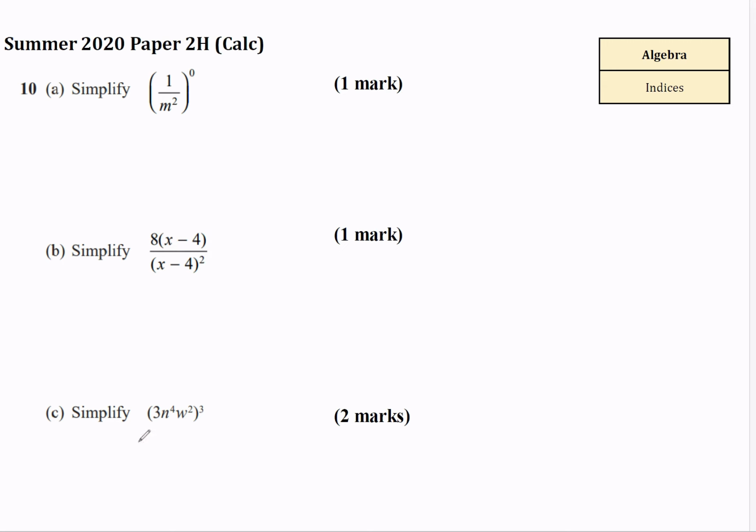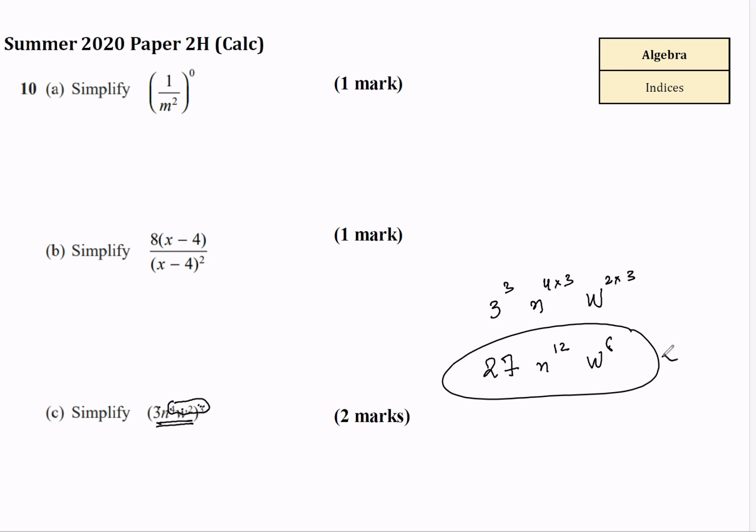Next question. 3 power 3, n power 4 power 3, w power 2 power 3. Since 3 cubed, 4 times 3, because whenever we have a bracket, we multiply the powers together, 2 times 3. But remember that in multiplication, the base should be in multiplication format, not in addition or subtraction. 3 cubed is 27 and 12, w to the 6. That's our answer.